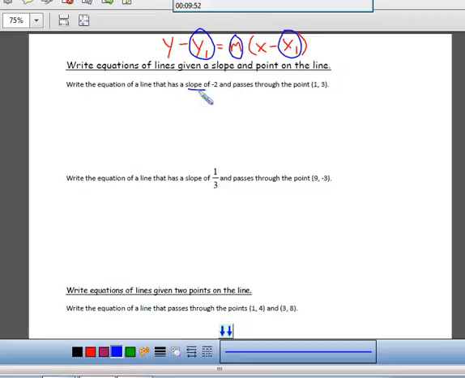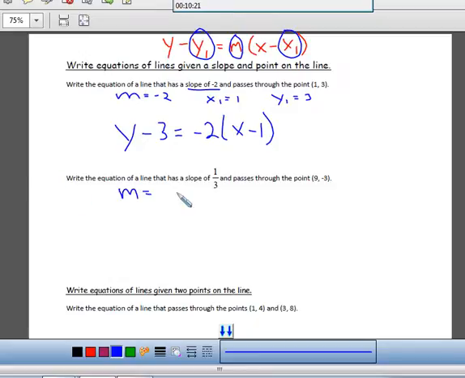So I have m, it's negative 2. I have x1, it's 1, and I have y1, it's 3. So what's the equation? Y minus 3 equals negative 2, parentheses, x minus 1. Pretty simple stuff. So why don't you go ahead and try the next one on your own. You're going to do m, x1, y1, and then come up with the equation, and whoever shares that will help you earn some points on your scoreboard.